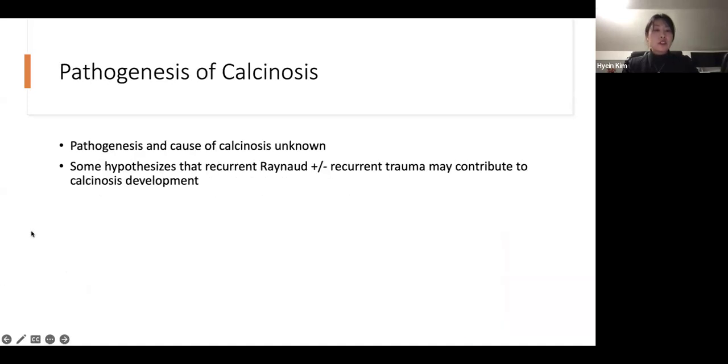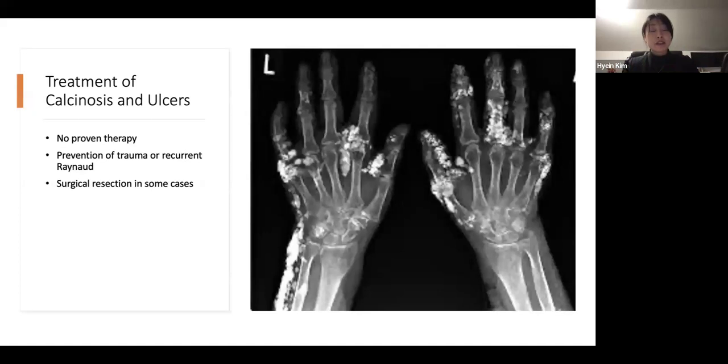Now, we don't have a clear understanding of why calcinosis happens in connective tissue disease or scleroderma. Some hypothesize that recurrent Raynaud or recurrent microtraumas can contribute to calcinosis development. So something to consider, and I often recommend tight control of your Raynaud, especially if you have calcinosis as well, and trying to prevent recurrent trauma to the fingertips or other areas that have calcinosis.